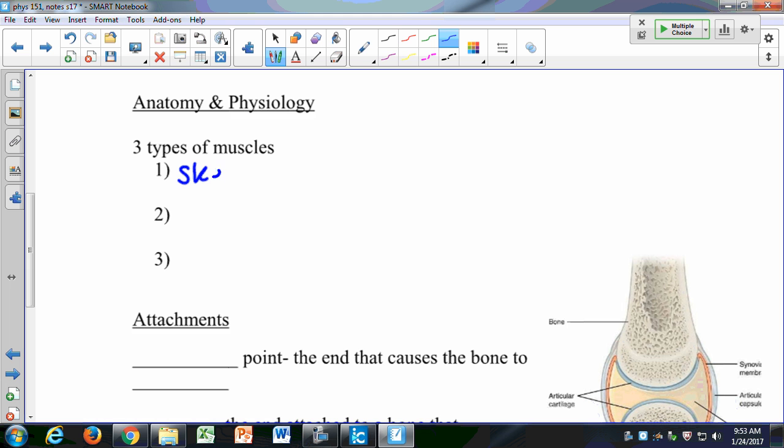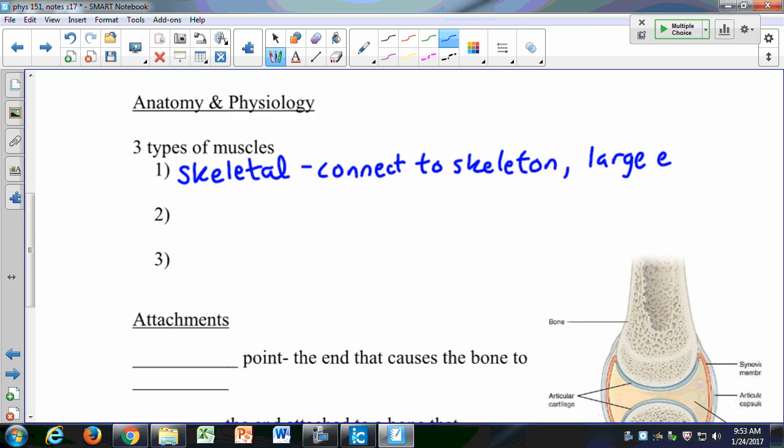There are skeletal muscles. These connect to the skeleton. They cause large external movements for the most part. Your book goes into some of these and what they do. For example, your bicep can do this, and your tricep helps you do this kind of motion. What muscle helps you do this?